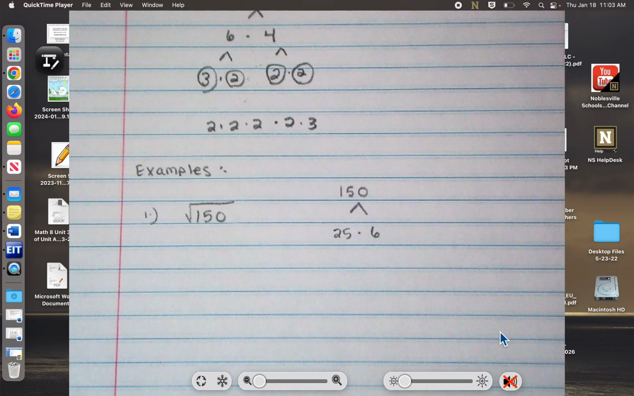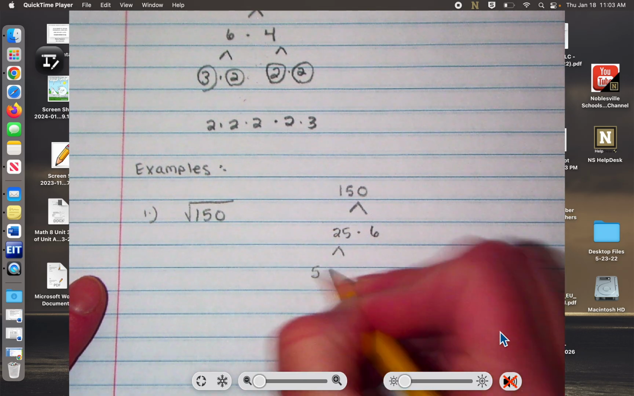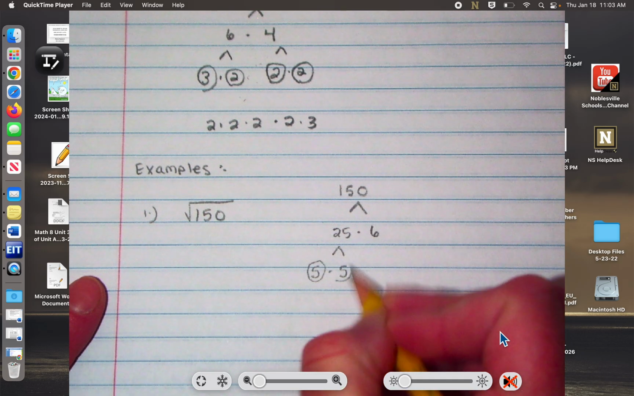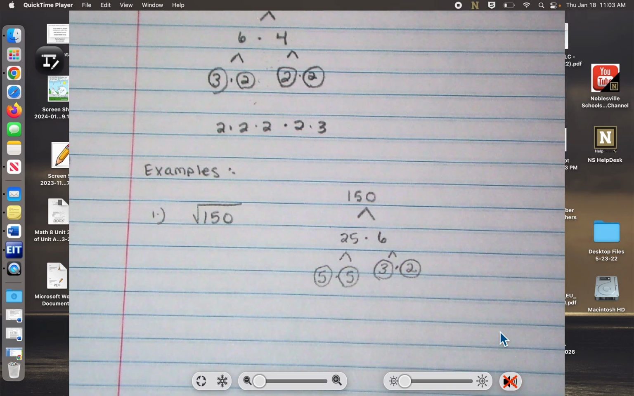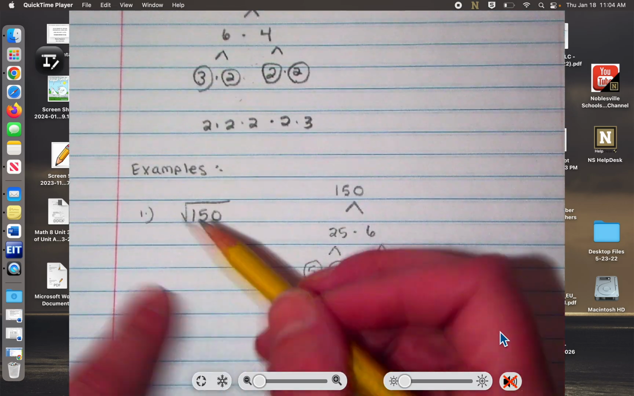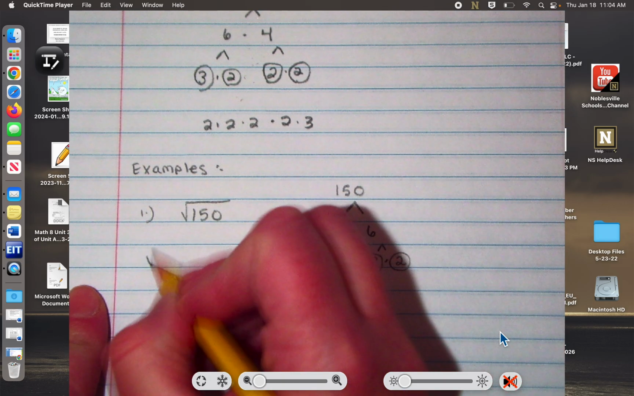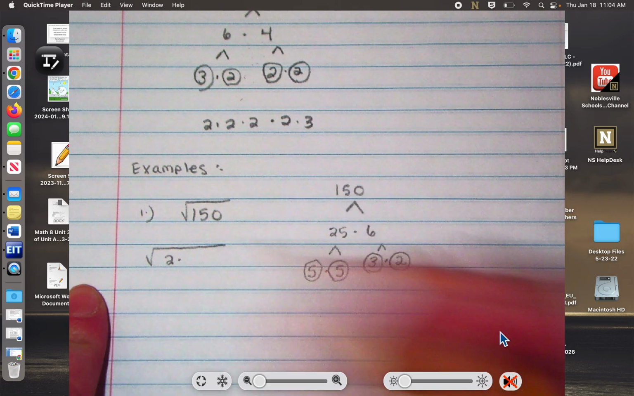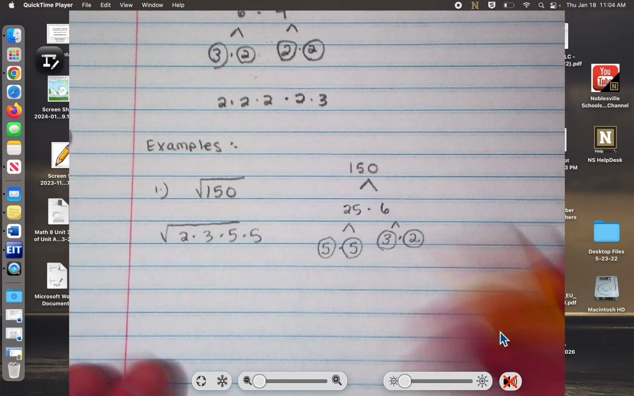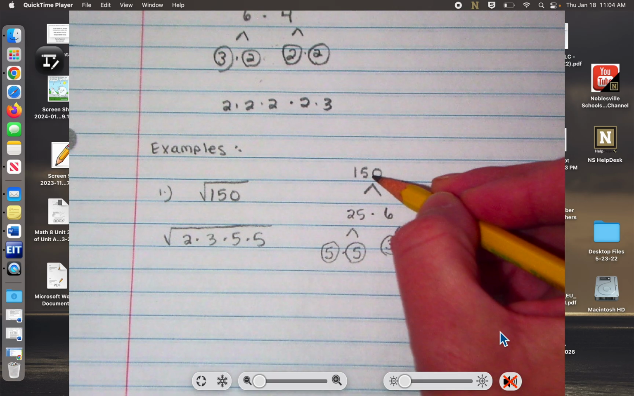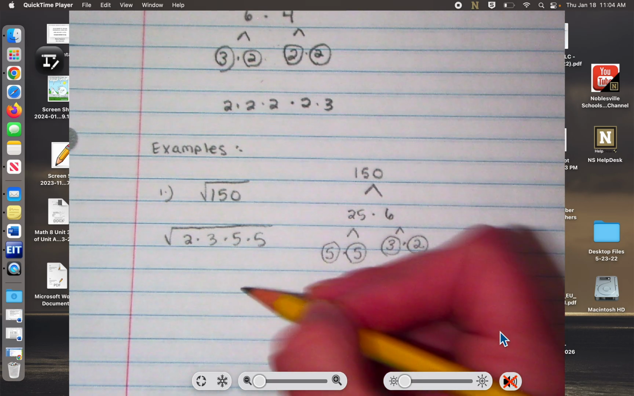Are either of those numbers prime? No. Nope. So I have to keep going with those branches. I can only make 5 times 5. These are prime. And then I can do 3 times 2. These are also prime. So now I can rewrite the square root of 150 as 2 times 3 times 5 times 5. Right? I did my factor tree, and I rewrite it with all those numbers under the radical sign.